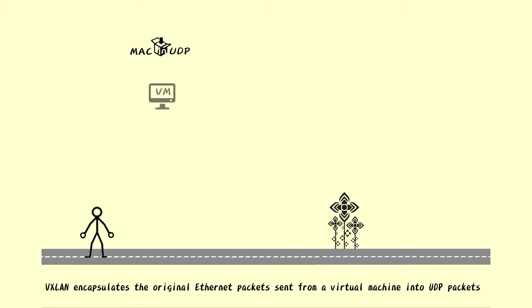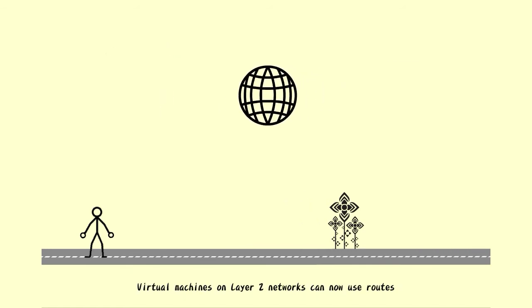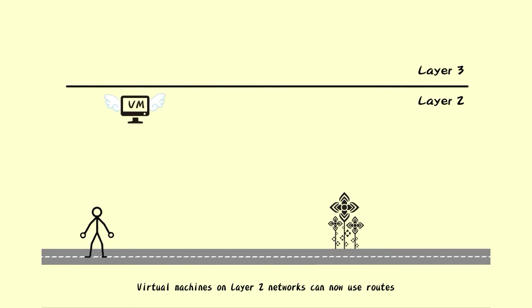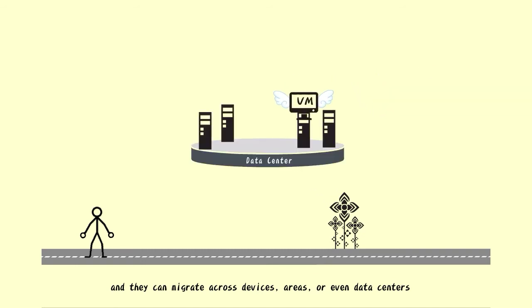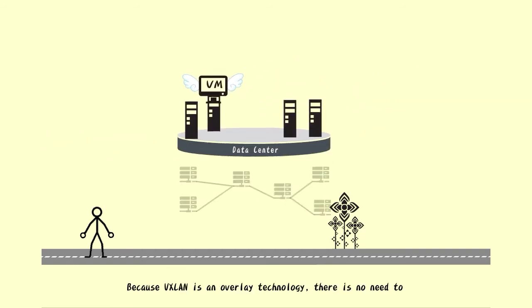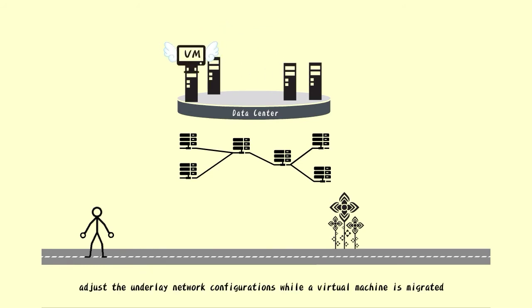VXLAN encapsulates the original Ethernet packets sent from a virtual machine into UDP packets and then adds outer IP and Ethernet headers of the physical network to the UDP packets. The encapsulated packets can be forwarded as IP packets over a routing network. Virtual machines on Layer 2 networks can now use routes beyond the Layer 2 and Layer 3 network limitations, and they can migrate across devices, areas, or even data centers. Because VXLAN is an overlay technology, there is no need to adjust the underlying network configurations while a virtual machine is migrated.